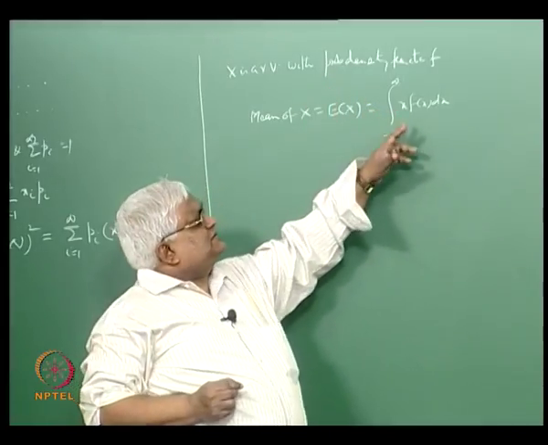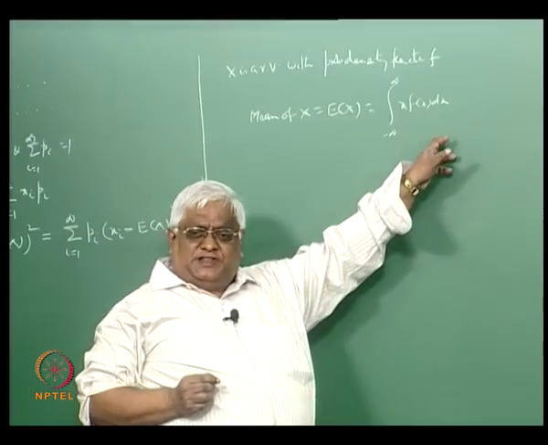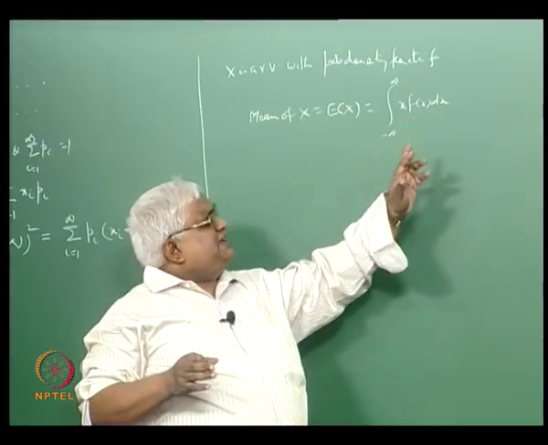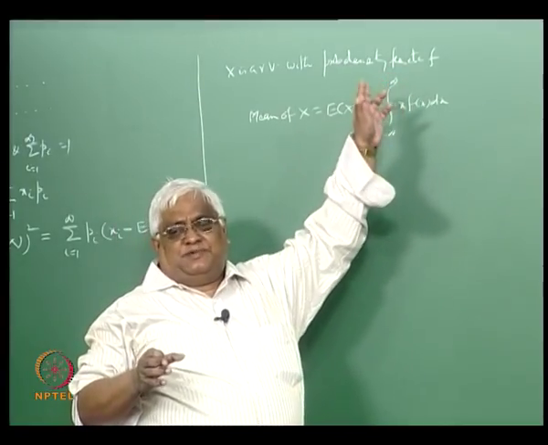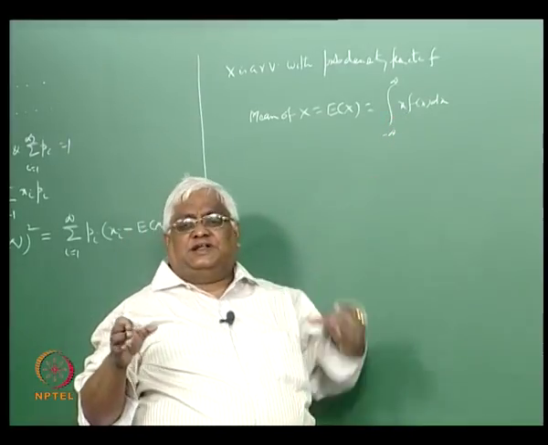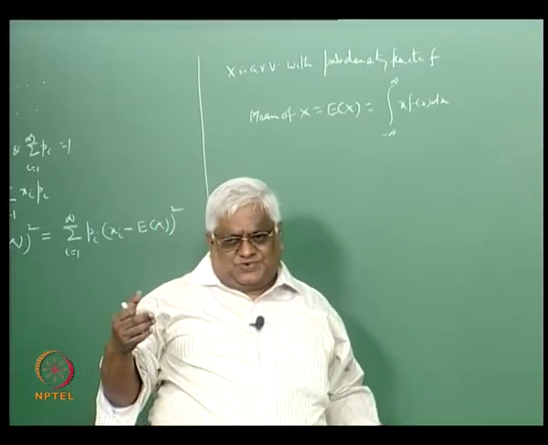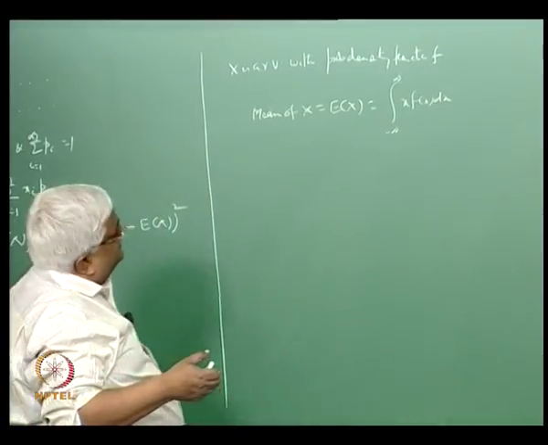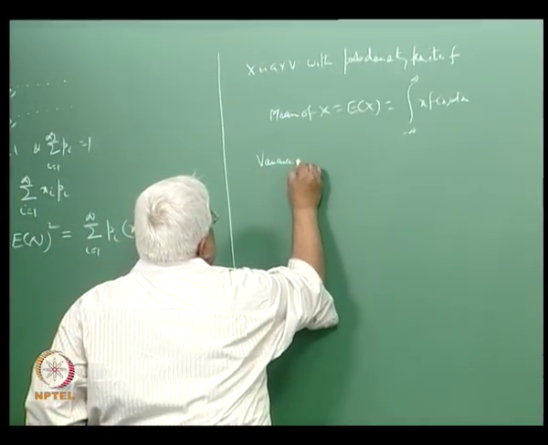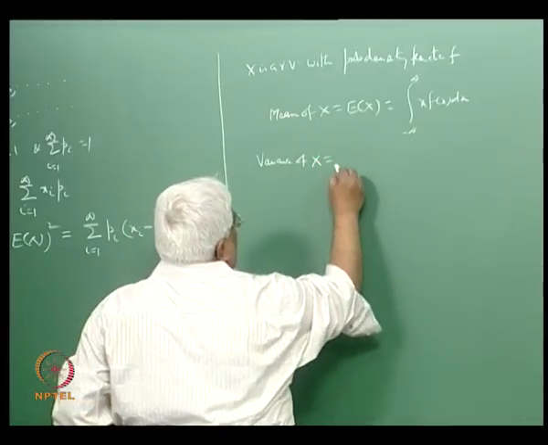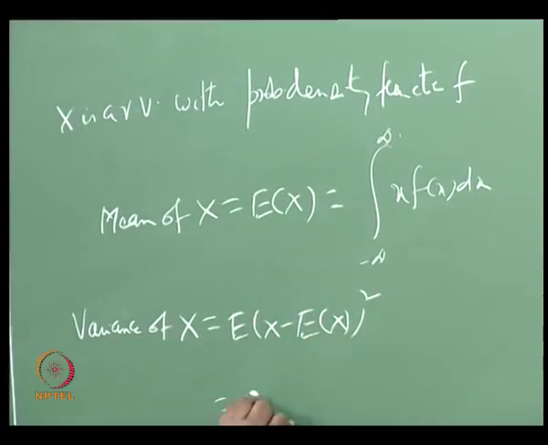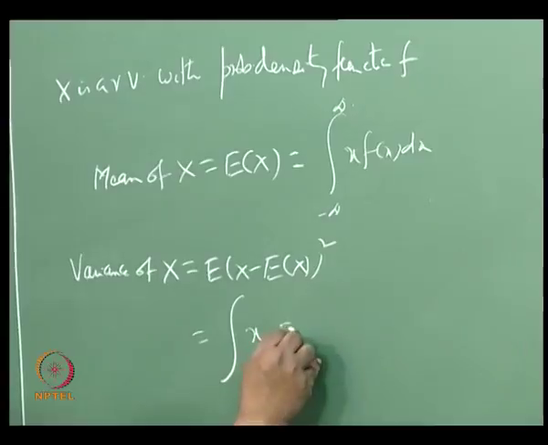Even if it is a positive random variable, or even if it is not taking some values in the interval minus infinity to plus infinity, one can always write minus infinity to plus infinity, because the place where the random variable is not taking values, the corresponding density will be anyway 0. So I can always write minus infinity to plus infinity. Then again the variance of X is, the formula is the same thing, the integral of x minus the mean, the whole square, times the density.